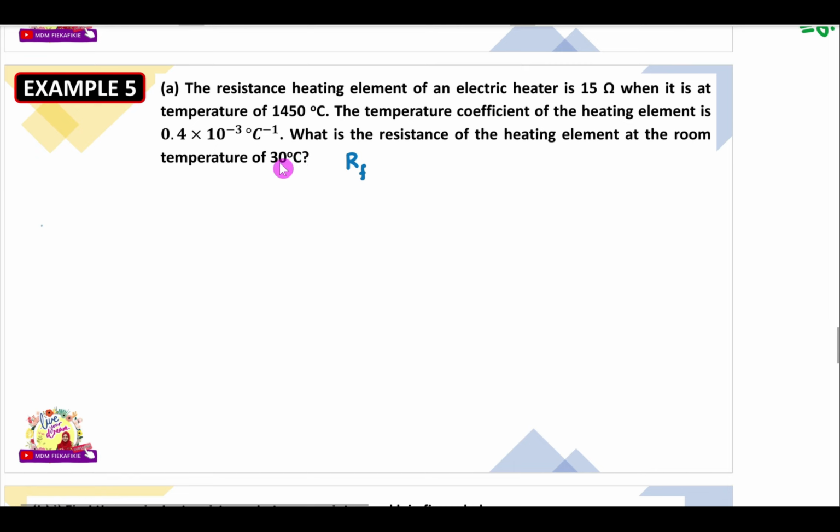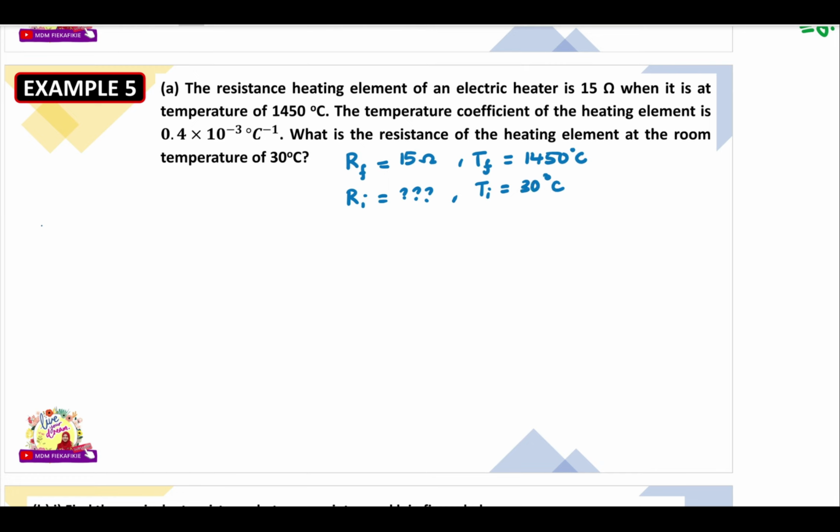This is the room temperature, 30 degrees Celsius, and this one is 1450. Okay, so this one is bigger. So 1450 is the final temperature and this is the initial temperature. That's why I will write R final as 15 ohm. Okay, and T final is equal to 1450 degrees Celsius, and R initial is what the question asks us to find. Okay, and T initial is the room temperature from earlier, 30 degrees Celsius, right?